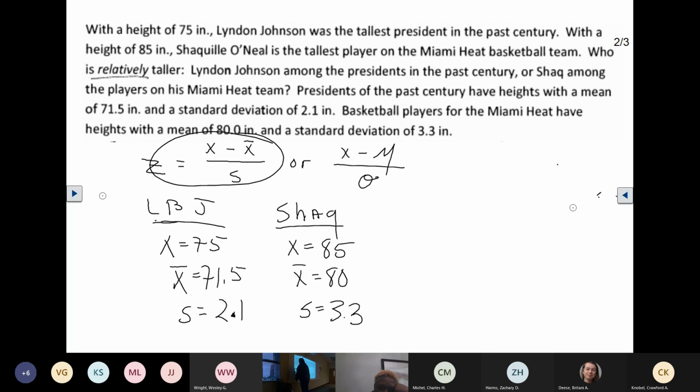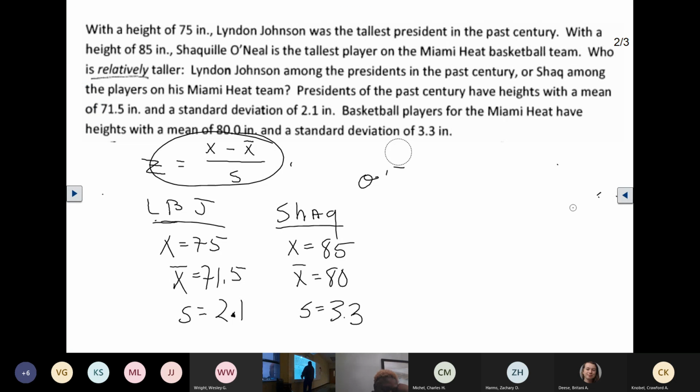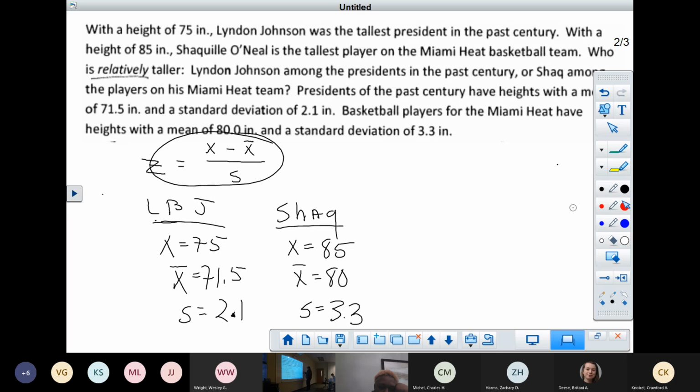Plug and chug, Hubert. It's y'all's parents' fault. Parents don't teach y'all anything. What does plug and chug mean? Plug the numbers in and do what? Chug out the arithmetic. Now, I'm not going to show y'all how to do that because all of you should be able to plug in those numbers and punch them in your calculator.